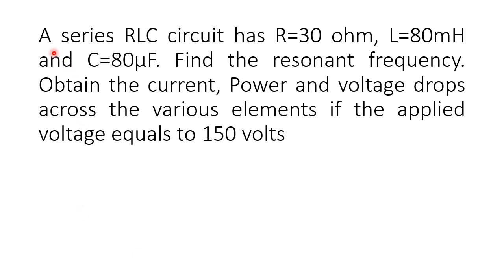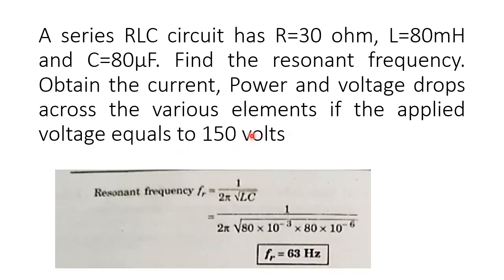Let's solve another problem. A series RLC circuit has resistance 30 ohm, inductance 80 millihenry, and capacitance 80 microfarad. Find the resonant frequency, obtain current, power, and voltage drop across the various elements if the applied voltage is equal to 150 volt. Right. So first they have asked to find the resonant frequency.